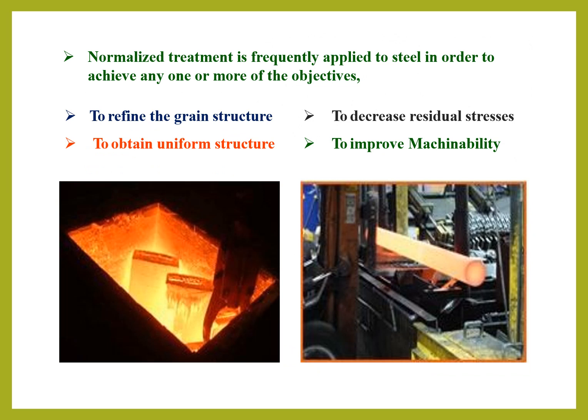So these are the purposes for which we use normalizing. We refine the grain structure. It will reduce the residual stresses and increase machinability. These are the major purposes.